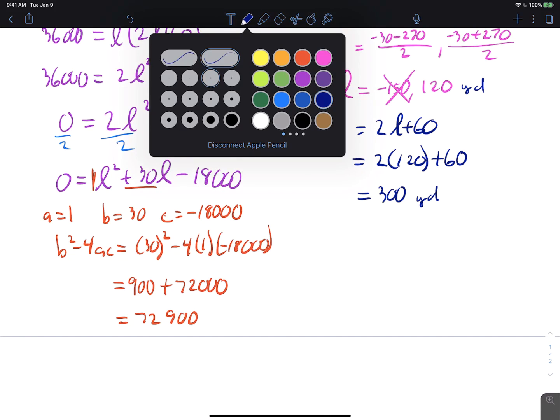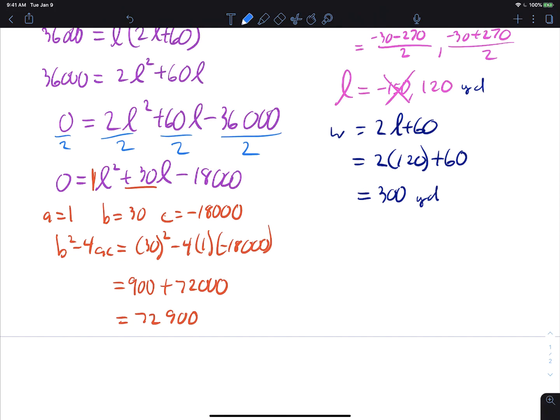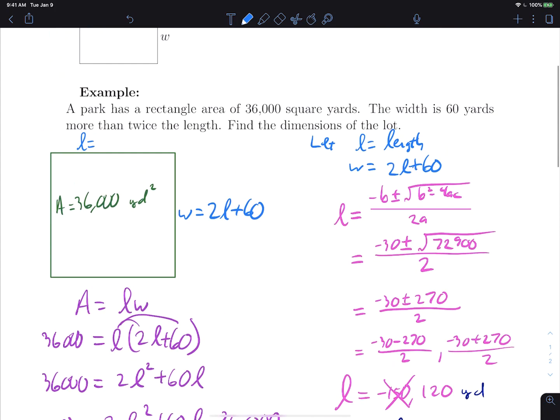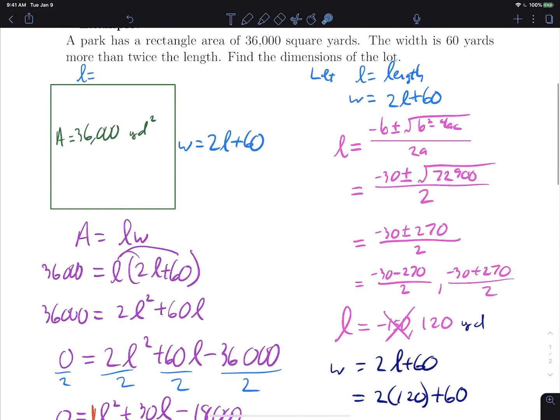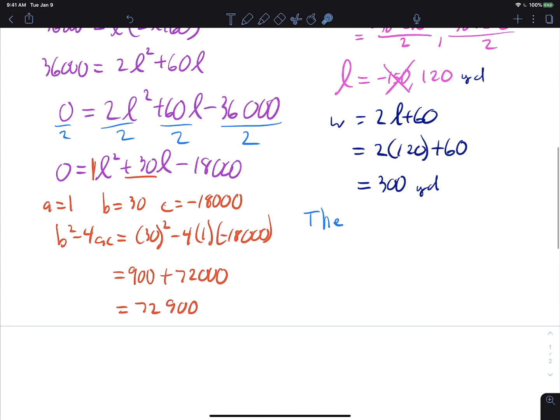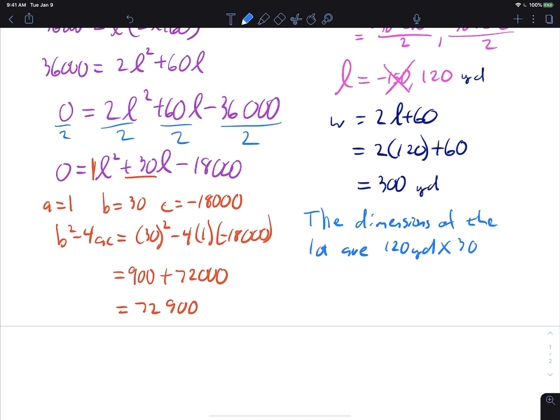Therefore, what's the question asking for again? The dimensions of the lot is the length and the width. So, the dimensions of the lot are 120 yards by 300 yards.